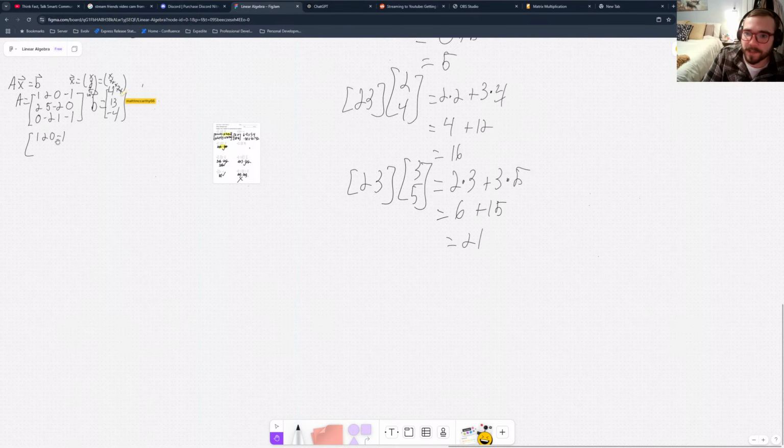So the augmented matrix here would look like this. 1, 2, 0, negative 1, 4; 2, 5, negative 2, 0, 13; 0, negative 2, 1, negative 1, negative 4. And in the more traditional way we think about it, we'd say x1 plus 2x2 plus 0x3 minus x4 equals 4 would be the first row in the augmented matrix here.